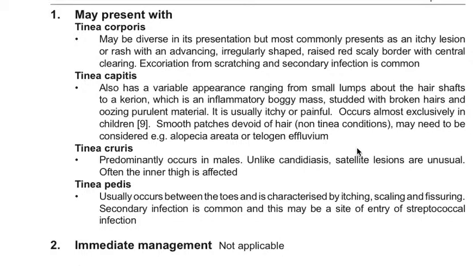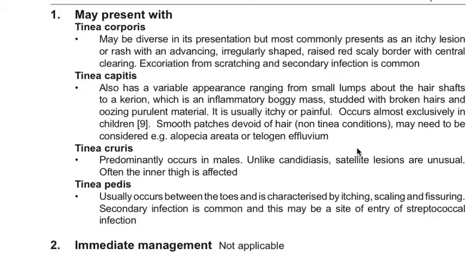Tinea capitis is on the head and has a variable appearance ranging from small lumps about the hair shafts to a kerion, which is an inflammatory, boggy mass often studded with broken hairs and oozing purulent material. It's usually itchy or painful. It occurs almost exclusively in children. Small patches devoid of hair may need to be considered, i.e. alopecia areata or telogen effluvium.